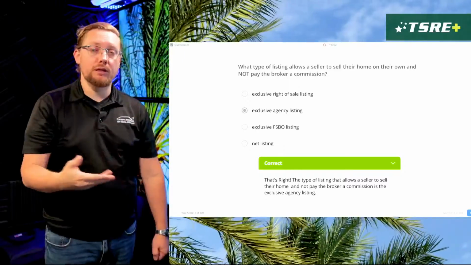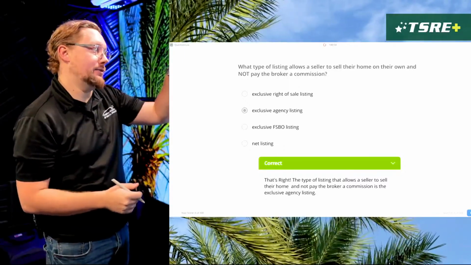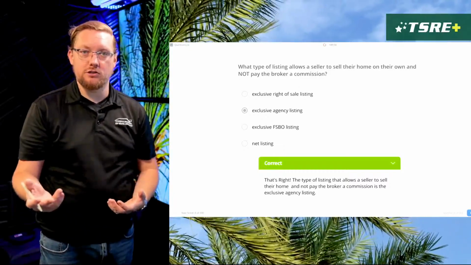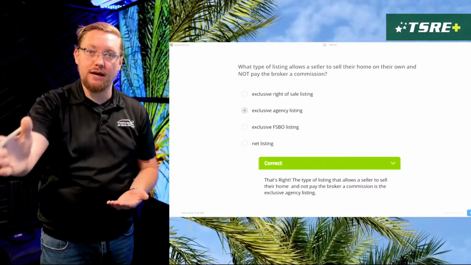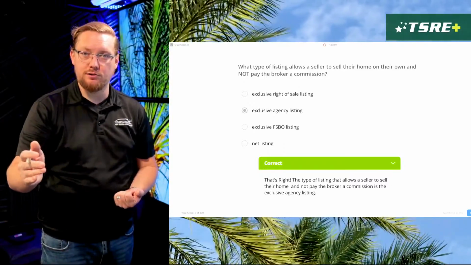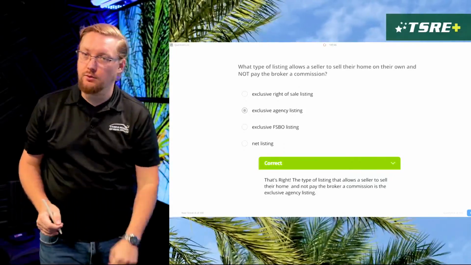However, again, if it's open listing, that word choice could be correct. The key wording I would say would be different, though, is "not pay any broker a commission," because if there are multiple brokers, that tells you right away it's an open listing. When it's one broker, it's either going to be exclusive right of sale or exclusive agency.